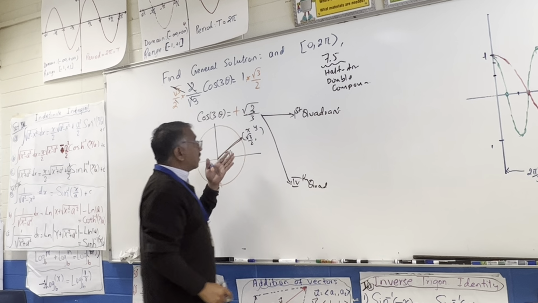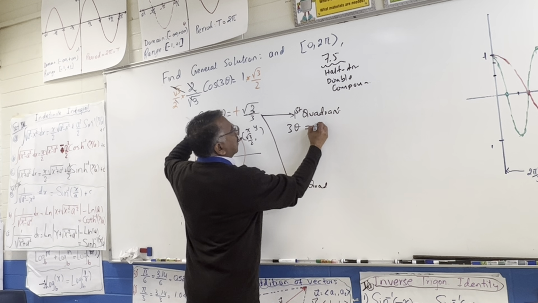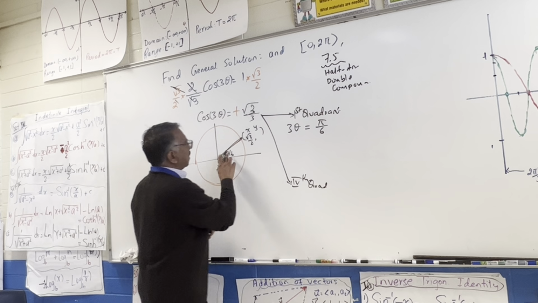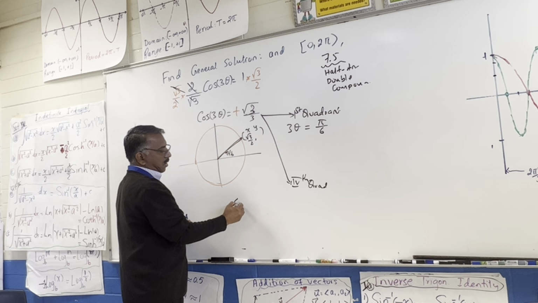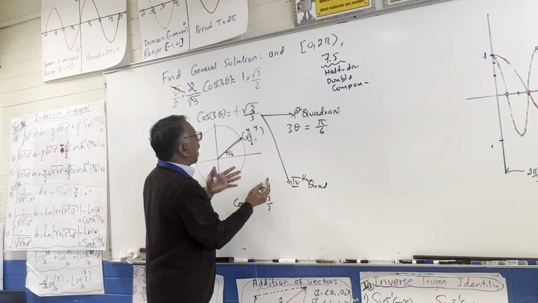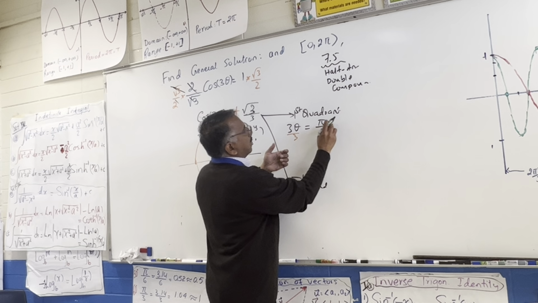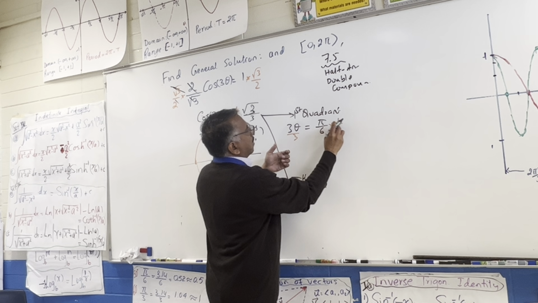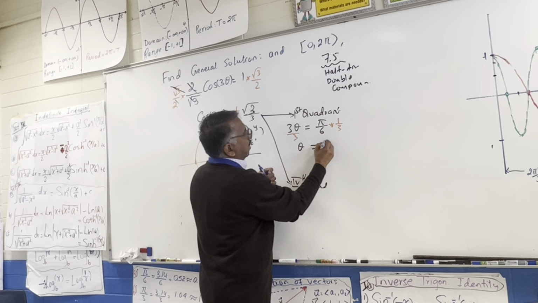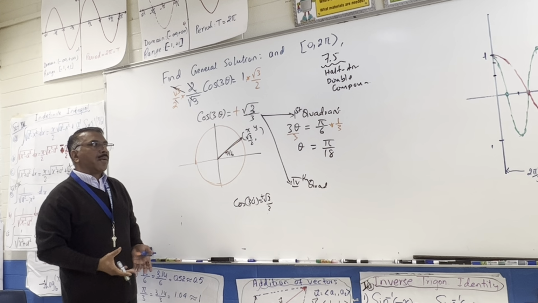If it is the first quadrant, 3 theta equals pi by 6, which is 30 degrees, because cosine of 30 degrees is root 3 by 2. It's positive. So dividing by 3 on both sides, theta equals pi by 18. So the main angle is pi by 18.